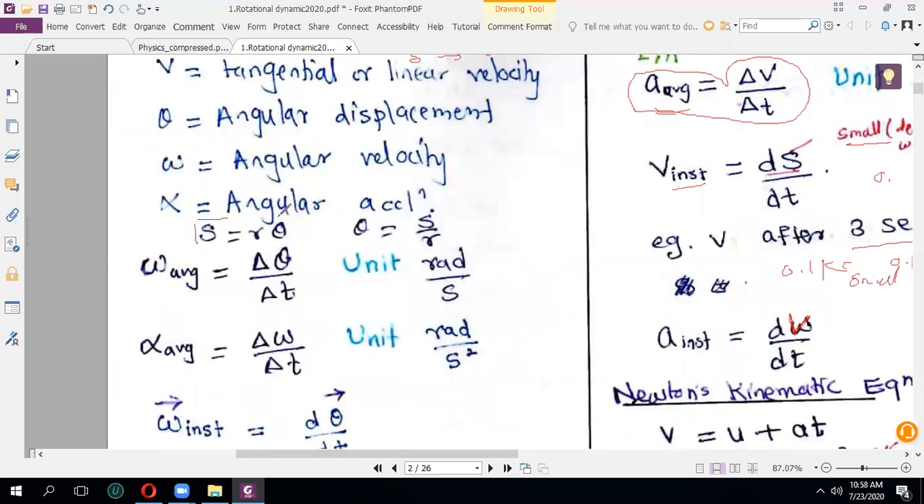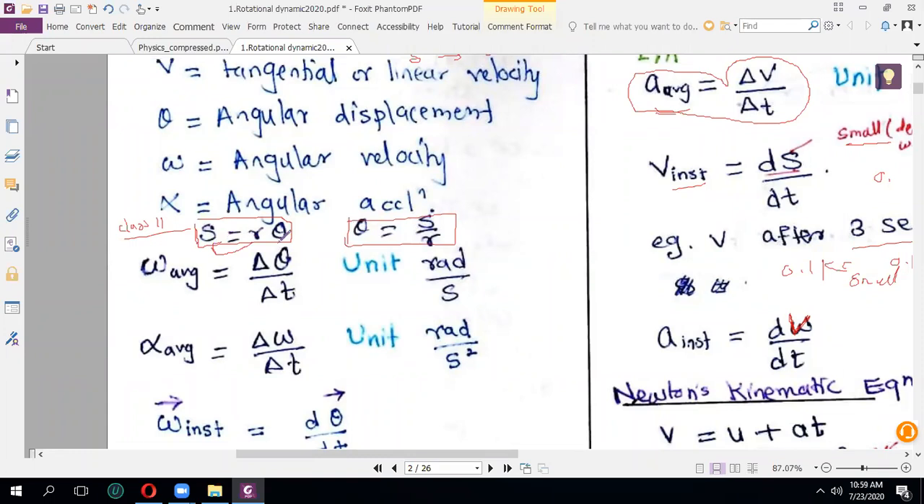How do we know this formula? We already know it from class 11. We studied this formula in law of motion, chapter number 4. So take this r from the left side, so it becomes theta is equal to s upon r. Remember this formula. s is equal to r theta.